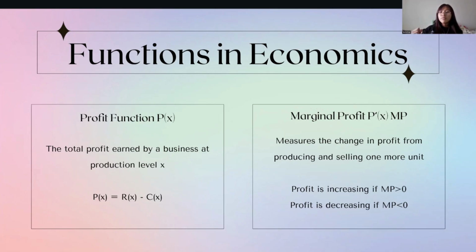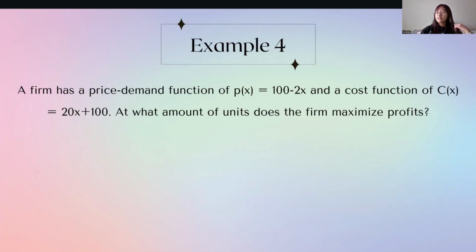And next, marginal profit, or MP, is a function that measures the change in profit from producing and selling one more unit. As with all the previous marginal functions, the profit is increasing if the marginal profit is higher than 0, and it's decreasing if it's lower than 0. It stays stable if the marginal profit is equal to 0. Now let's take a look at the fourth example.